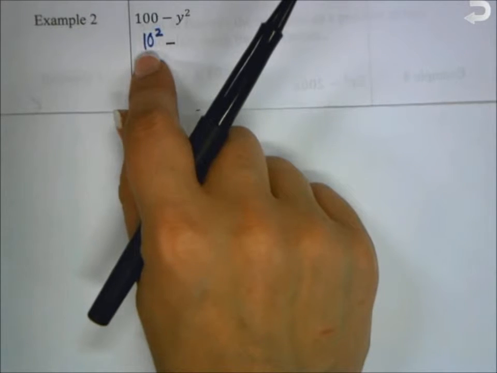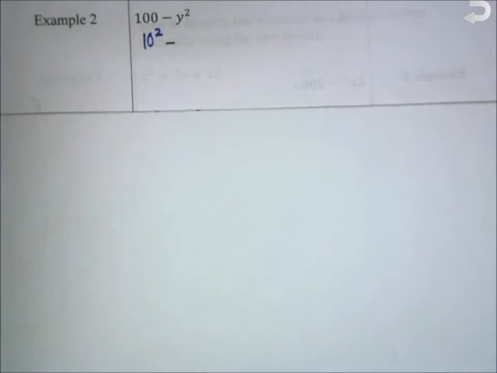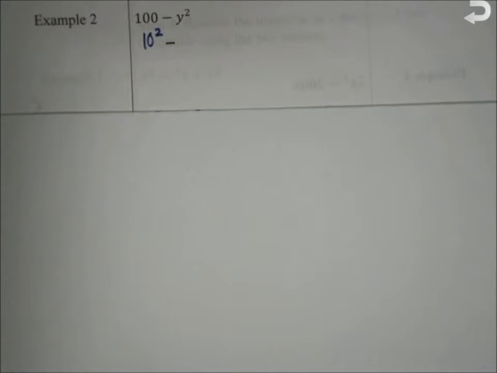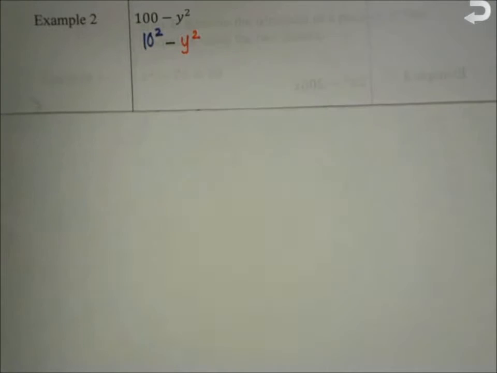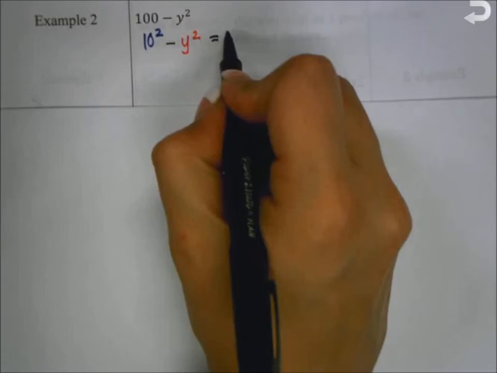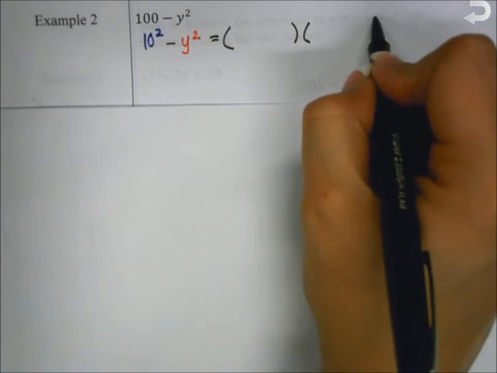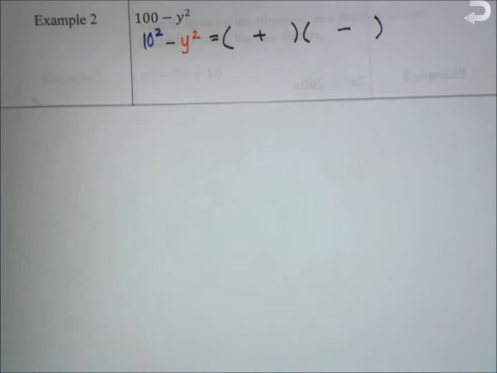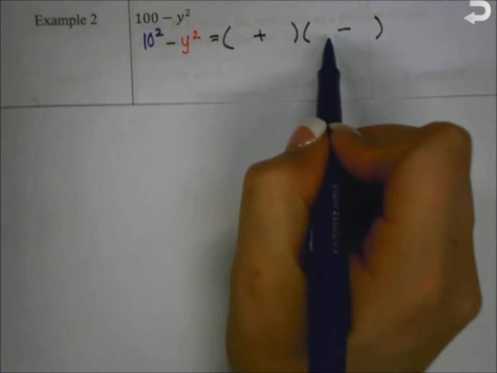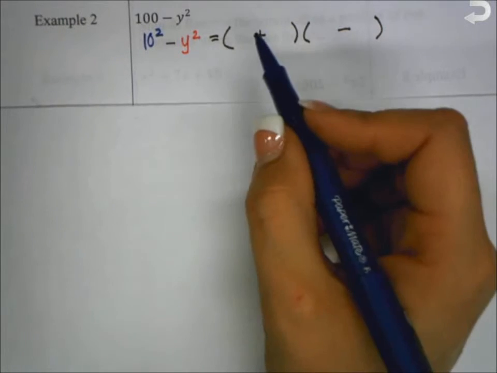What about y squared? Is that a perfect square? Yes, it's y times y, which is y squared. So is this a difference of 2 squares? Yes, it is. So let's apply the rule. First thing I do is I set up my parentheses. One is a plus and one is a minus. And what goes in this first spot here? What's the square root of 10 squared? 10. And then y. And what goes in the second spot? Y. Very good.